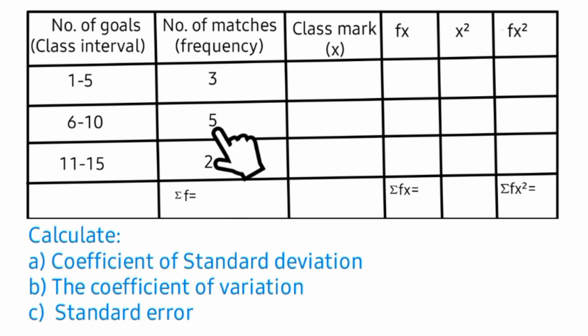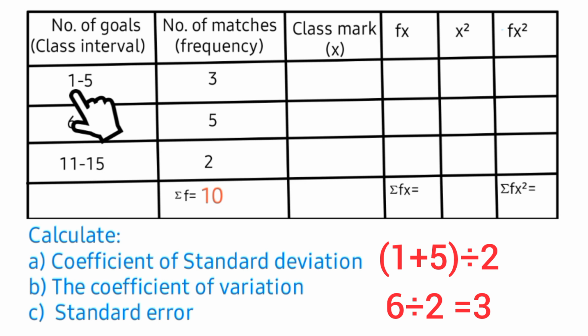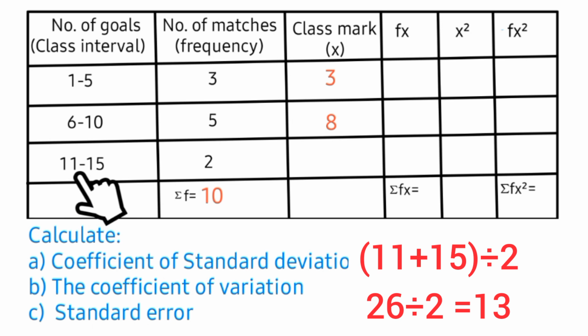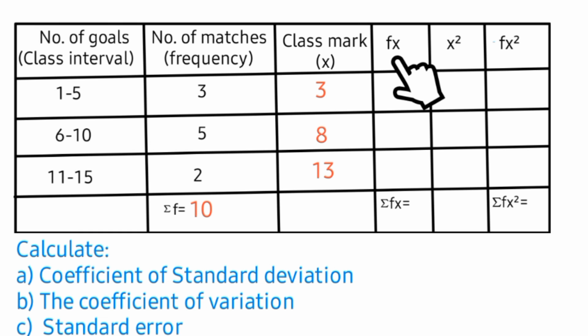3 plus 5 plus 2, we have 10. To derive values for class mark, for the first row we have 1 plus 5, then divide by 2, gives 3. The second class mark will be 6 plus 10, divide by 2. Lastly, 11 plus 15, divide by 2. Let's proceed to the fs column.